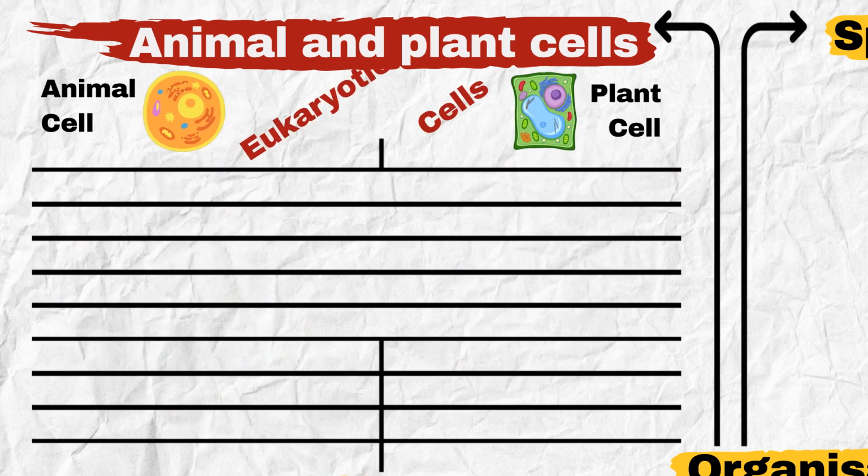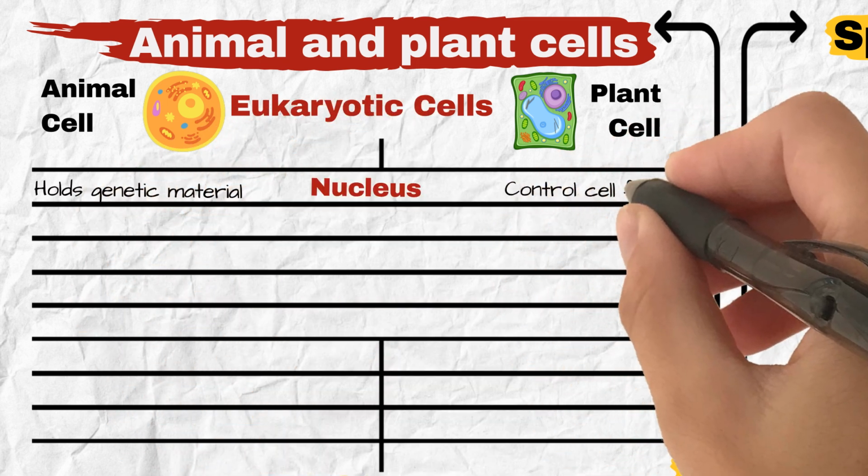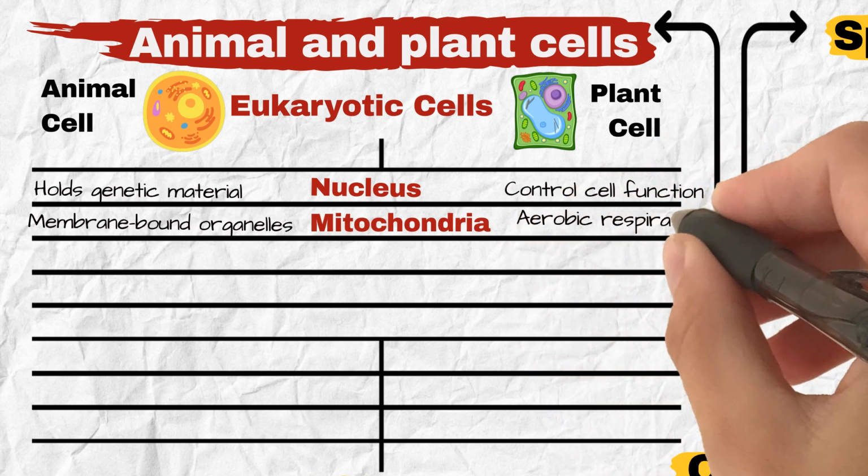Both are eukaryotic cells. That means they have a nucleus that holds genetic material and controls the cell functions. It also means that they have membrane-bound organelles like mitochondria, which is the site of aerobic respiration.